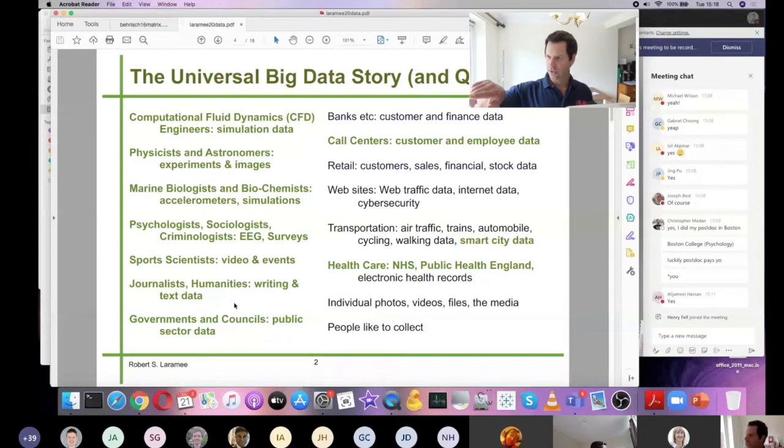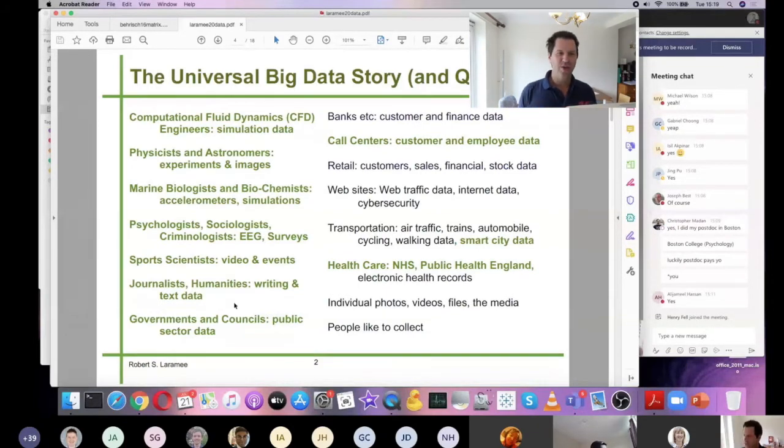And then you have individual data, right? You also collect data. You collect photos. I collect selfies, right? I have a collection of 20 million selfies on my phone. People collect videos. They collect files. And of course, a lot of us are now in this state where we're absorbing the data from the media, right? We're absorbing the media, and that's another form of data.